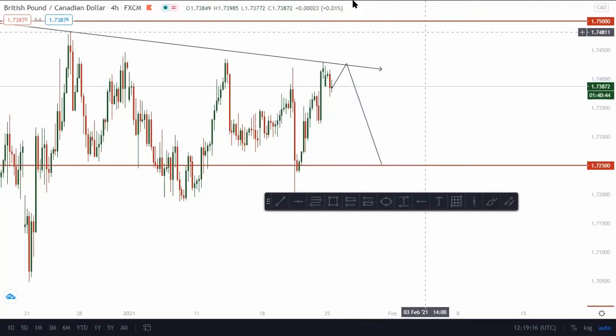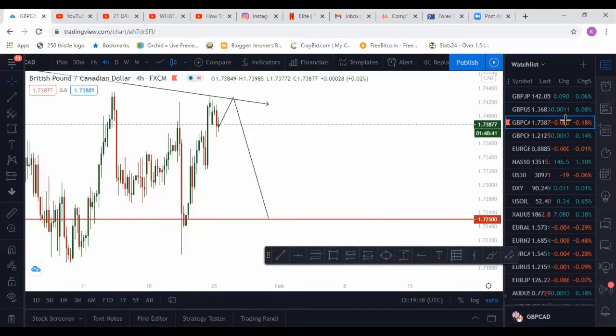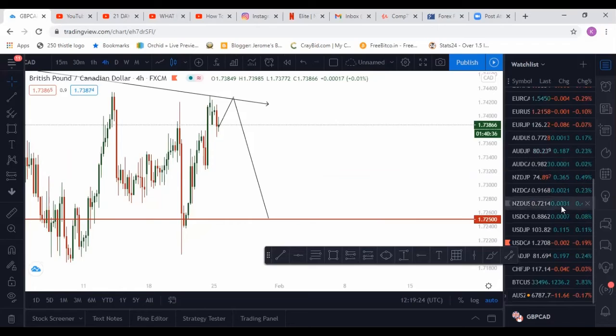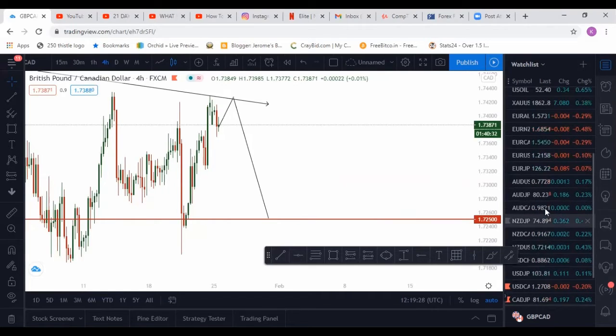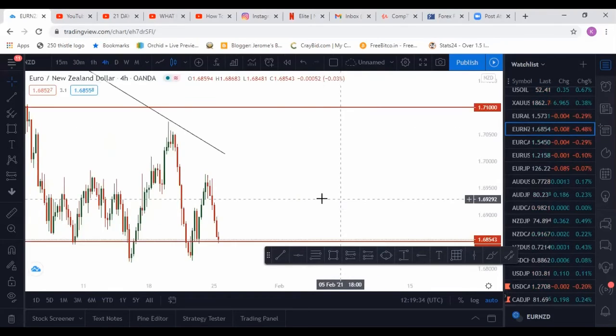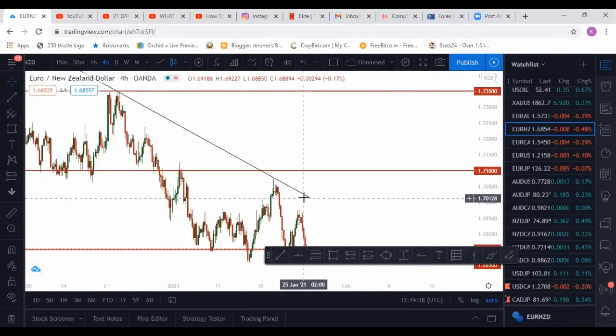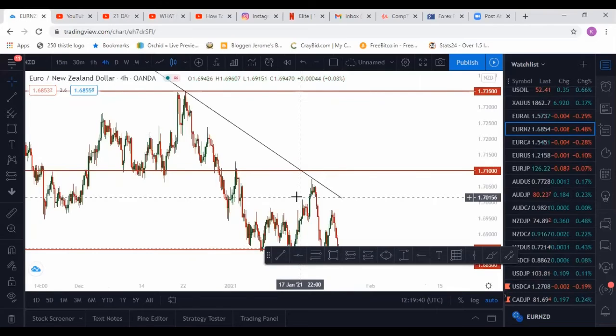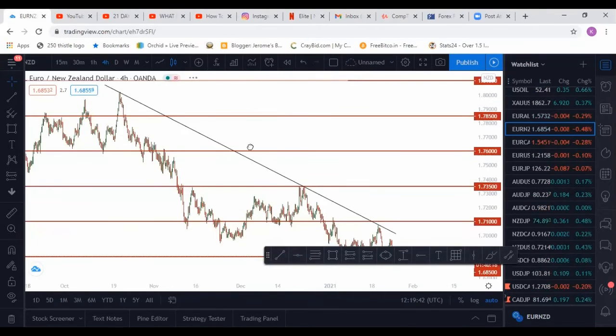Let's see if we can look at another pair. Yeah, we can look at one more pair. Okay, that's not it. Let's look for some Euro pairs. Okay. Where is it?